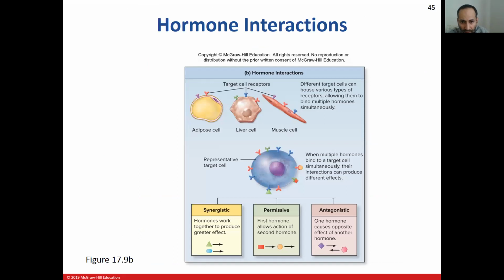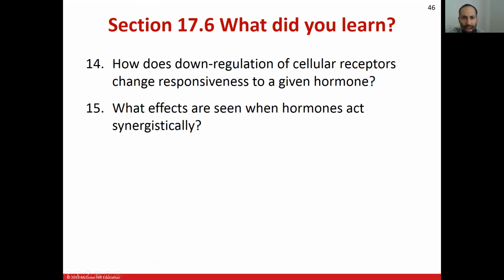So here you can look at the three interactions. Hormones could work synergistically, they can work in a permissive situation, or antagonistically. Okay, so how does downregulation of cellular receptors change responsiveness to a given hormone? It becomes less responsive to a hormone because there's too much of that hormone. What effects are seen when hormones act synergistically? They help each other, they amplify their effects.